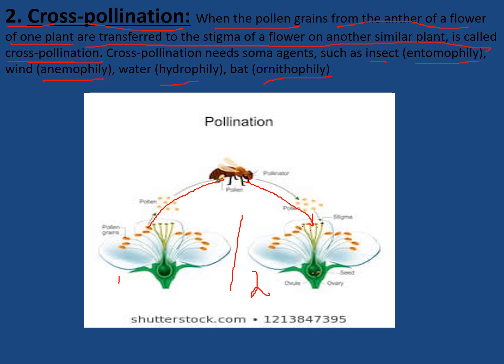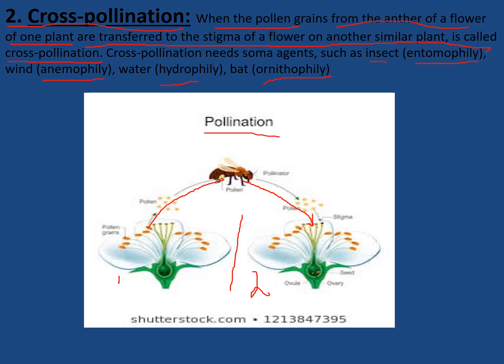Now look here, cross-pollination is done in two different plants of similar type, for example two hibiscus plants. If the pollination is done from one plant to another plant, that is known as cross-pollination. Please copy down and draw this diagram. This cross-pollination diagram is also most important.